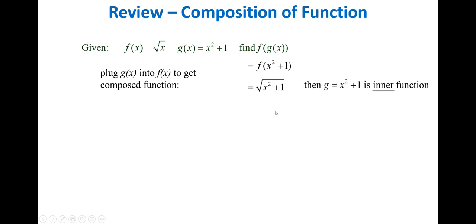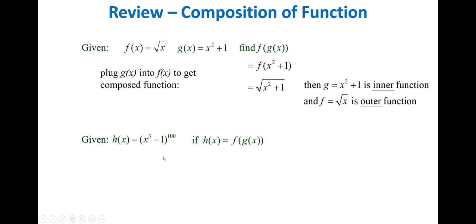Then, just to recall the vocabulary, we would say in this situation that x squared plus 1 is called the inner function, and then the outer function is here. That would be square root of x. Next, looking at a composed function, h of x is equal to x cubed minus 1, all raised to the 100th power.